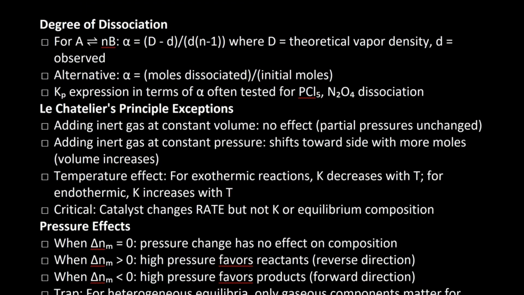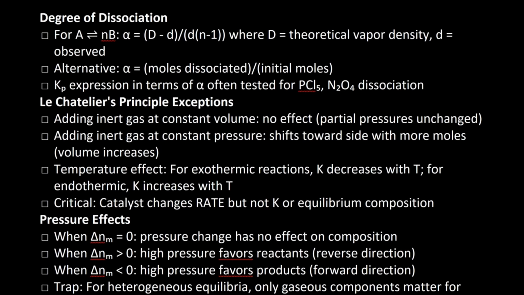Then degree of dissociation, the simple formula, that's given. And more importantly, chemical equilibrium means Le Chatelier's principle, right? Adding inert gases at constant volume won't affect. Adding inert gases at constant pressure shifts towards the side with more molecules, where the volume increases. That's why the shift happens, not because of the inert gas. And adding inert gases at constant pressure means there will be more molecules. That's why the volume increases.